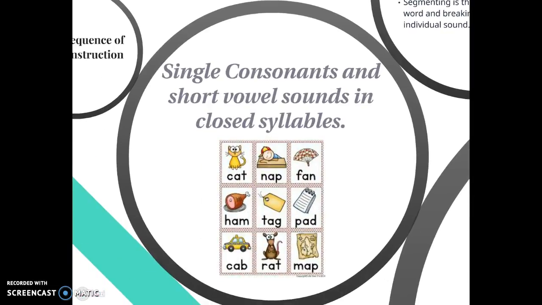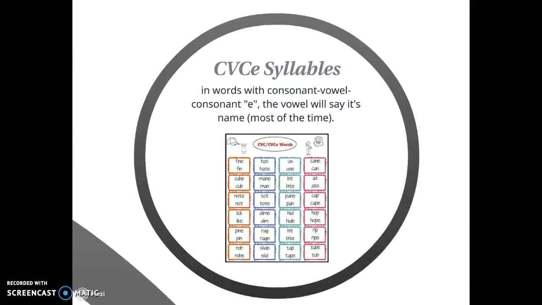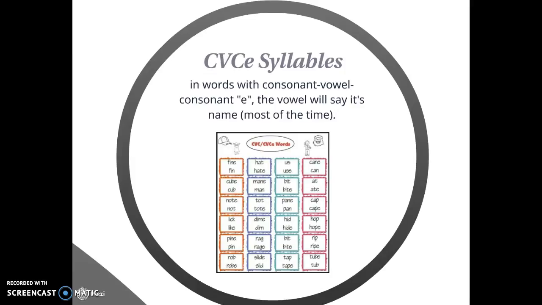Single consonants and short vowel sounds and closed syllables. These are your word family words. Then consonant, vowel, consonant E syllables. The vowel will usually be long in these words, like in the word fine or hate or use or cane.